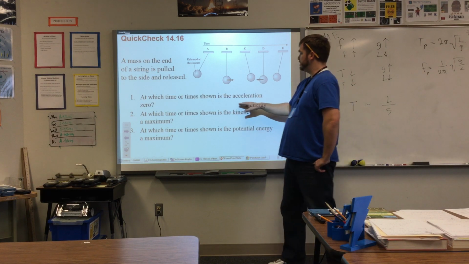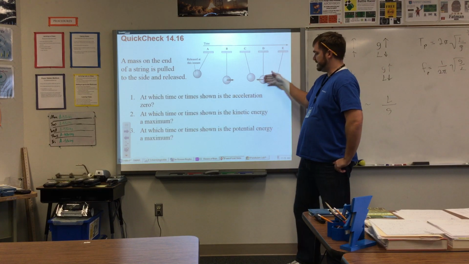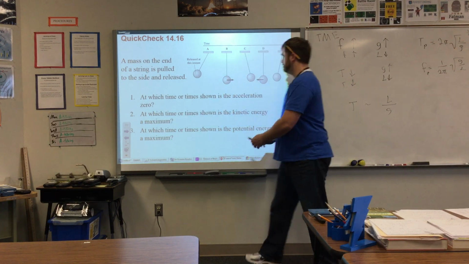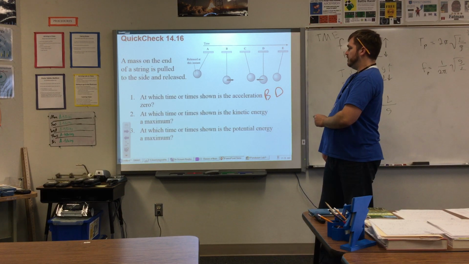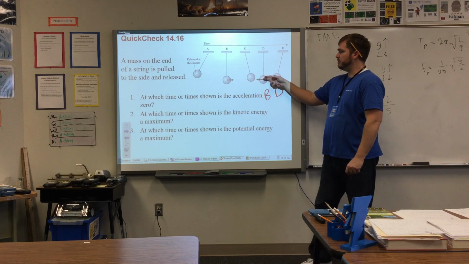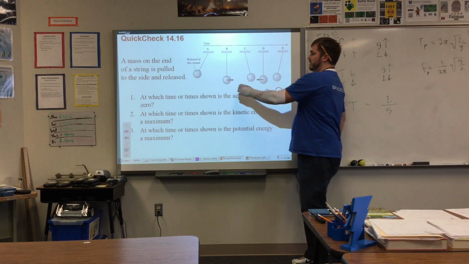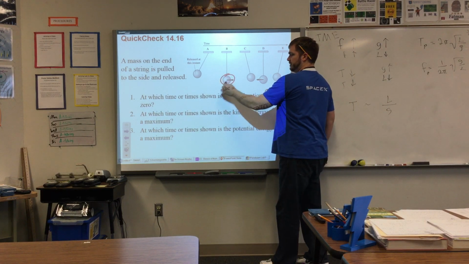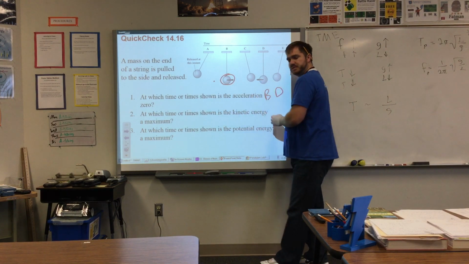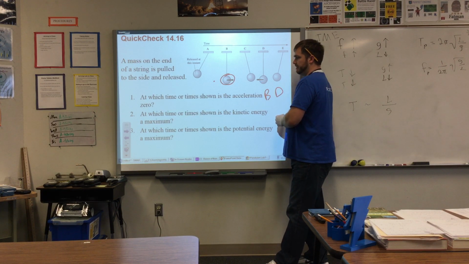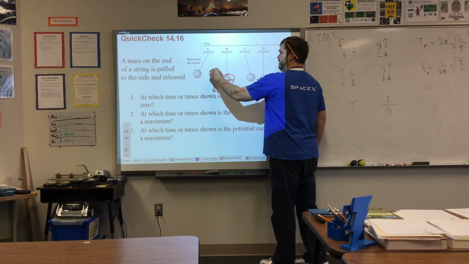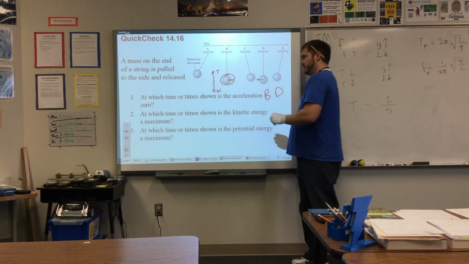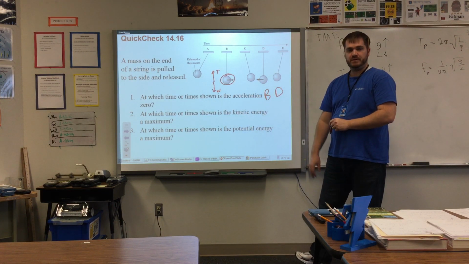B and D, right, as it's passing through that equilibrium point. Why is that? Because there's no net force on it. If we were to look at all the forces acting on it right here, what are the forces acting on it? Just the weight and tension. There's no horizontal force. There's no horizontal component of either one of those.